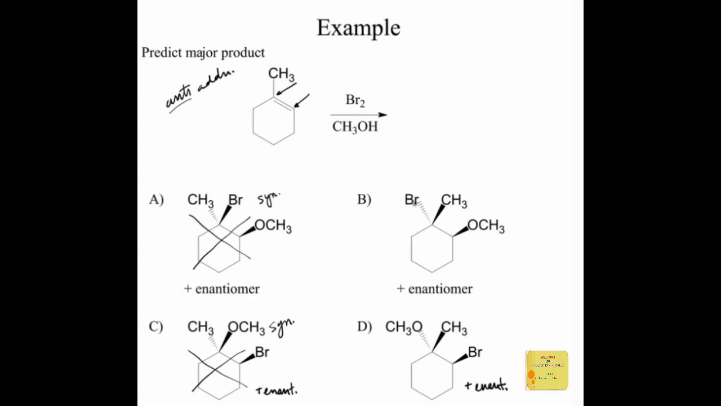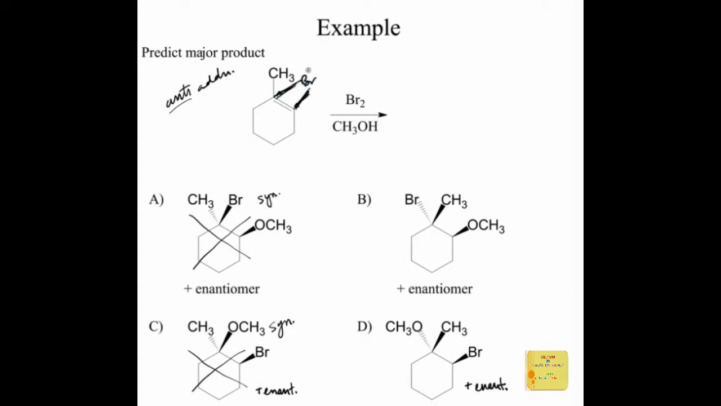Okay, but here the bromine is a dash and the OCH3 is a wedge. That's good. Here, same thing. Bromine is a wedge and the OCH3 is a dash. Perfect. So these are both anti-addition. They have the stereochemistry right. How about the regiochemistry? When we make this bromonium ion, let's imagine that.